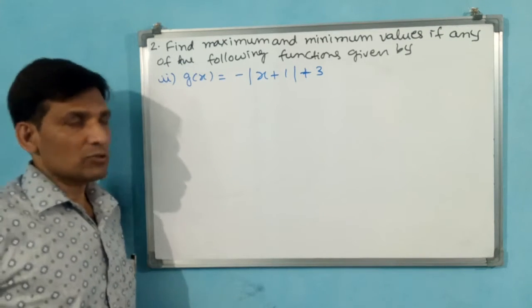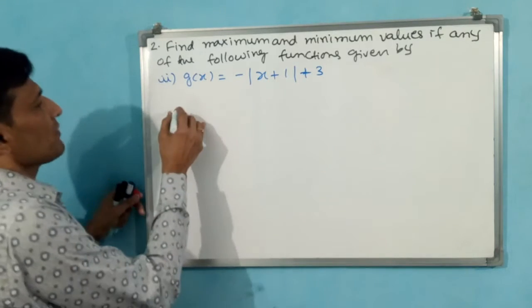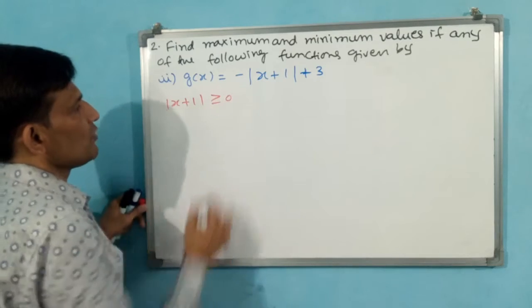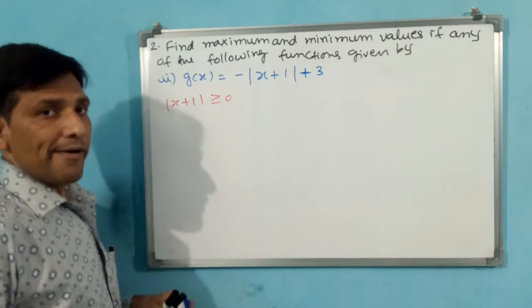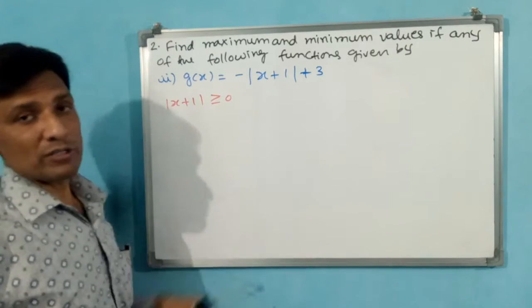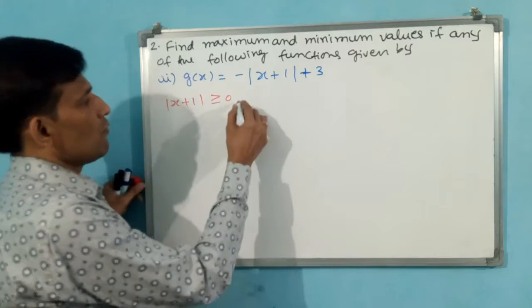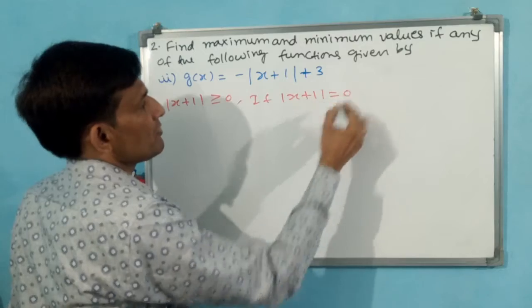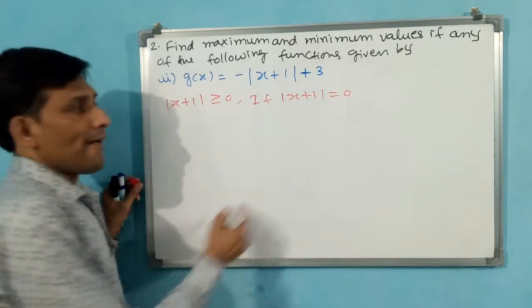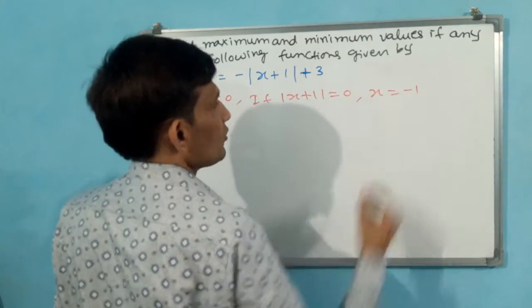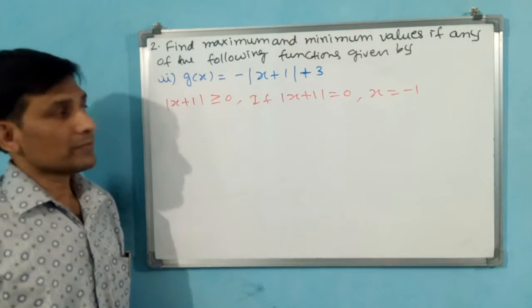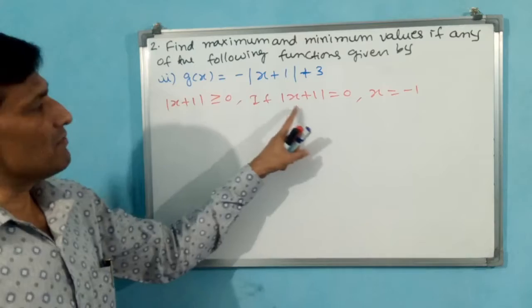See, here also I am taking this modulus of x plus 1 first. Modulus of x plus 1 is greater than or equal to 0. Is it okay? It can never be less than 0. Why? Because a modulus value cannot be less than 0. If modulus of x plus 1 is equal to 0, x is equal to minus 1. Is it okay?